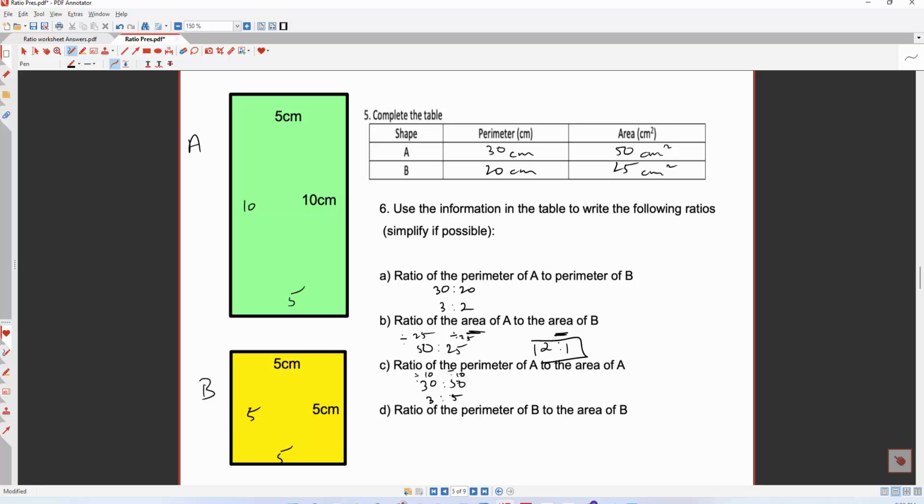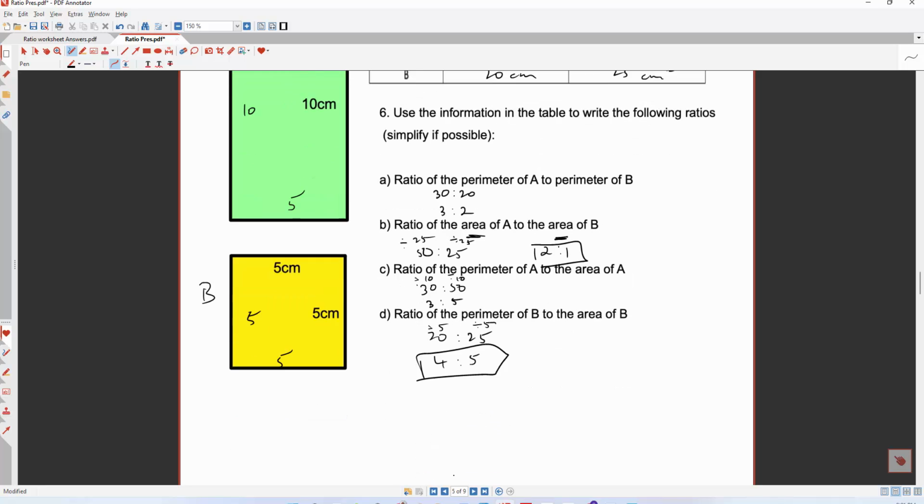Alrighty, and the last one is the ratio of the perimeter of B to the area of B. So we're going to go perimeter to area. So it's going to be 20 to 25. Now again, looking at those numbers, I can see that the highest number that goes into both of them is 5. So I'm going to divide this one by 5, divide this one by 5. And that's 4 to 5 is the most simplified ratio.